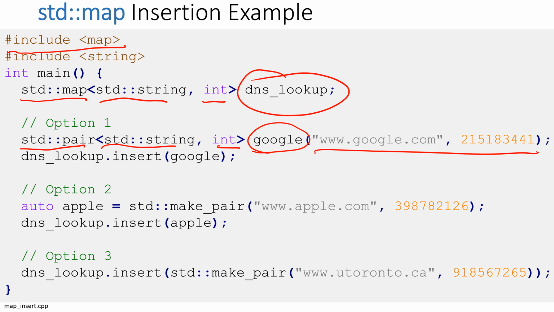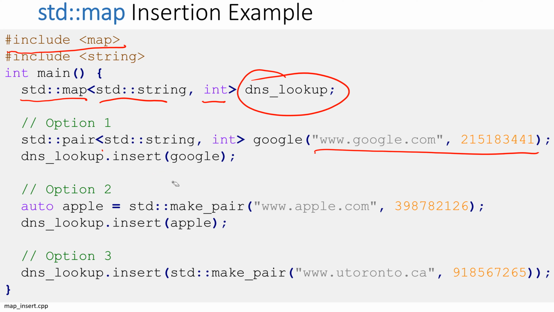Now that I've got that pair, I can insert it in my binary search tree. I use the name of the variable, DNS lookup, call its member function insert, and put in that pair. And insert is again a member function that exists for all the containers in the standard library. So remember erase, remember insert. You can use it with anything. Okay, so that was very explicit.